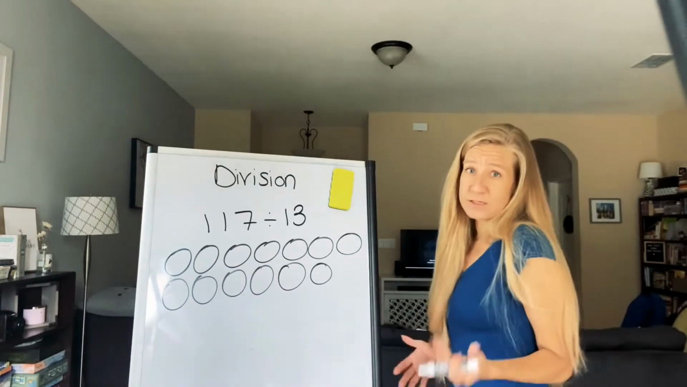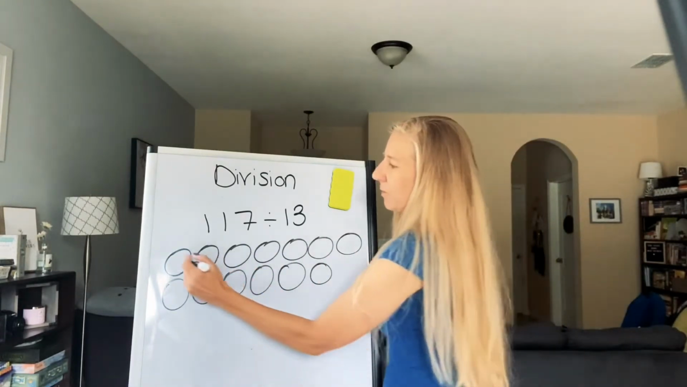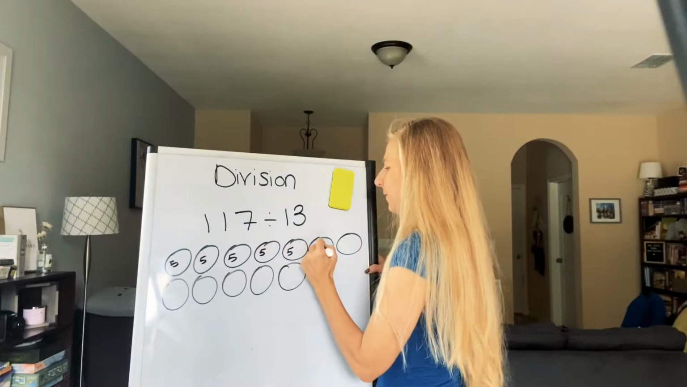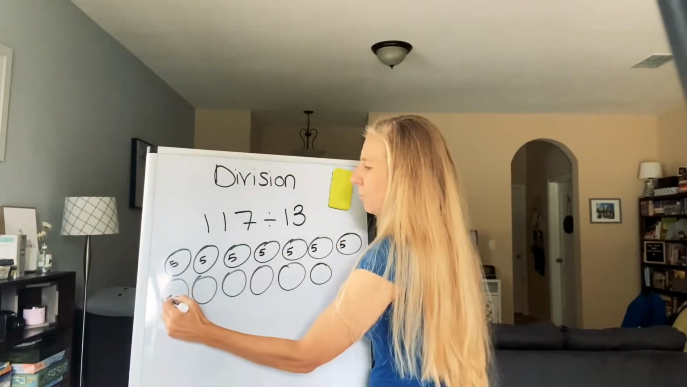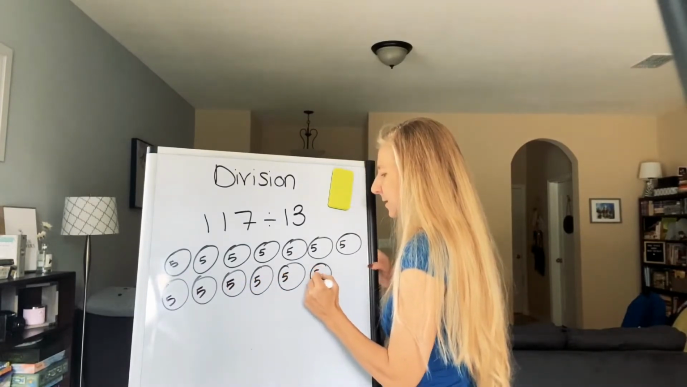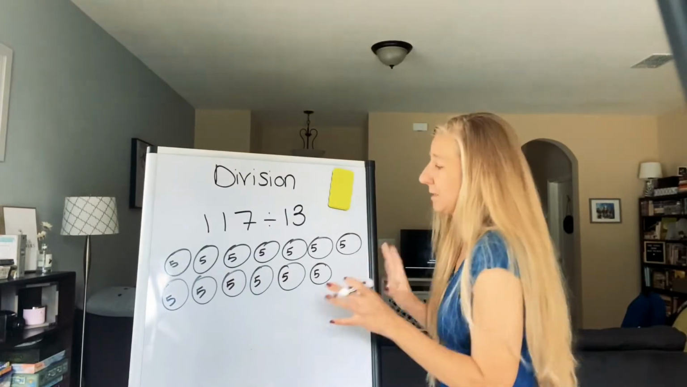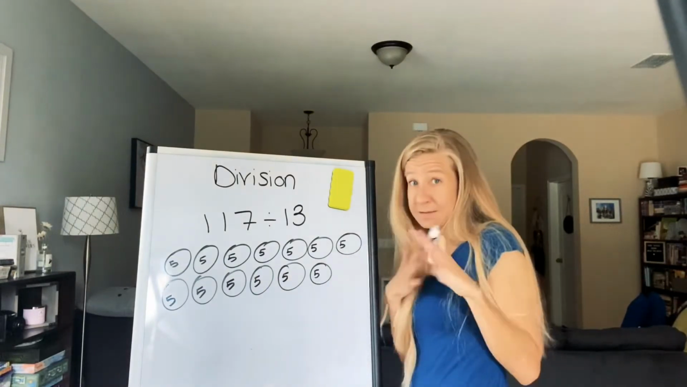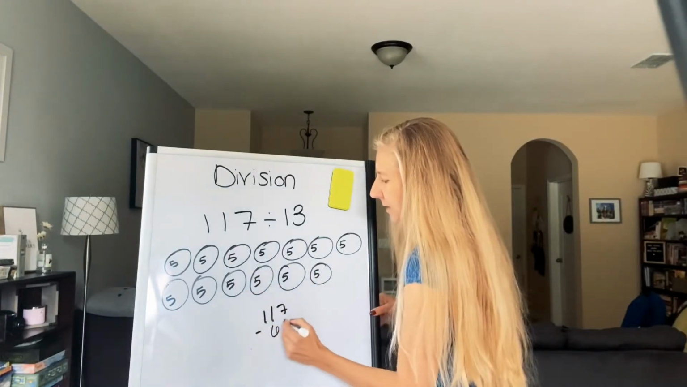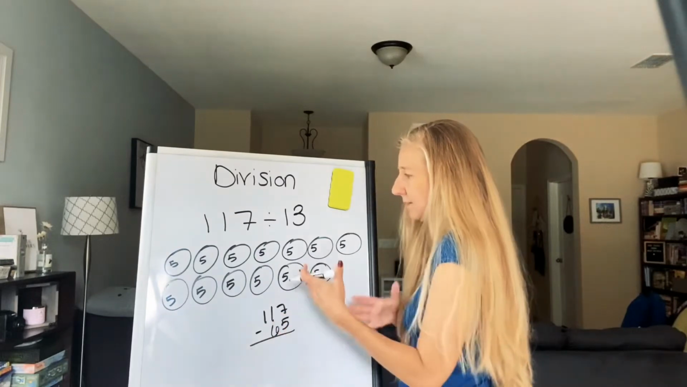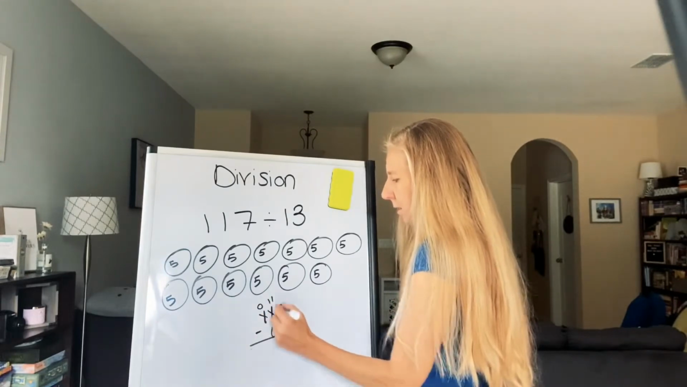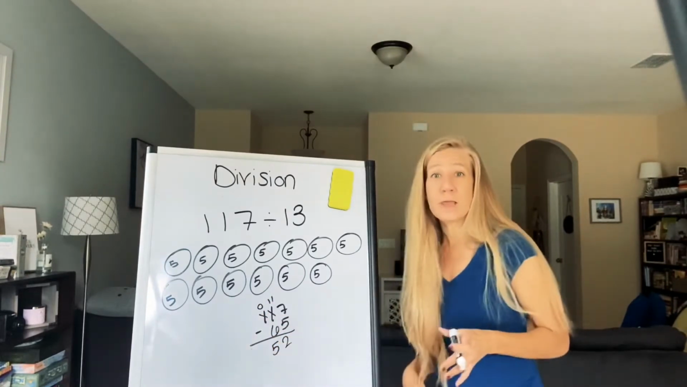So let's do 5s because 5s are easy to count by. So I'm going to put 5 in every bubble. So 5, 10, 15, 20, 25, 30, 35, 40, 45, 50, 55, 60, 65. So far I've taken away 65. For me to help keep track, what I would do at this point is I would say, okay, well, 117 minus the 65 that I just did. I'll take that away and see what I have left. So we have to do some borrowing here. So I have 52 left.